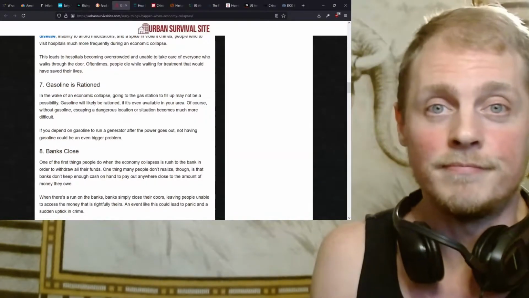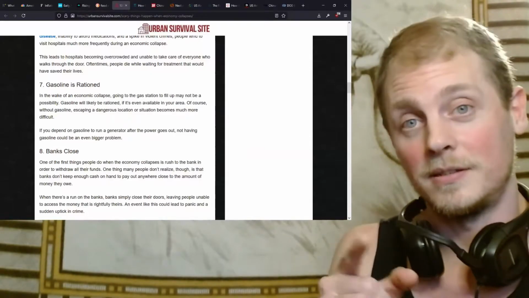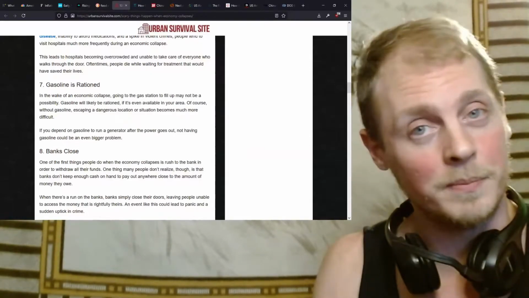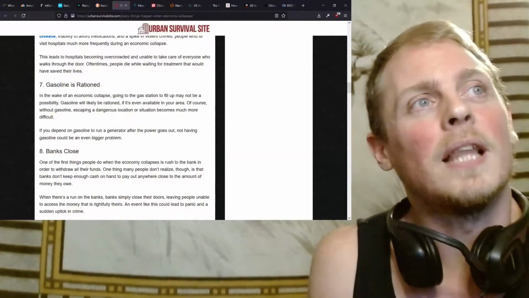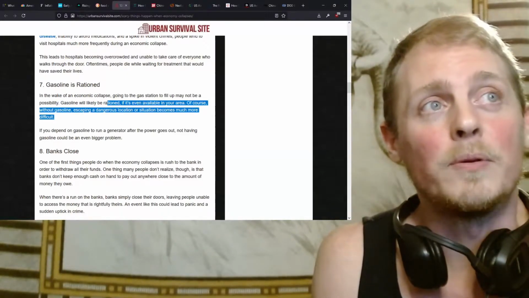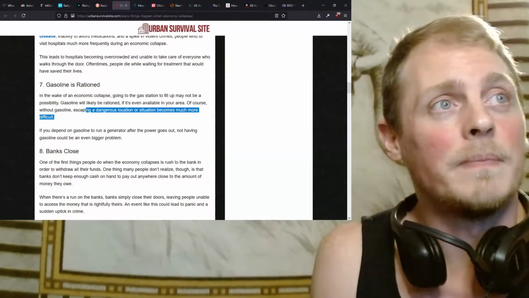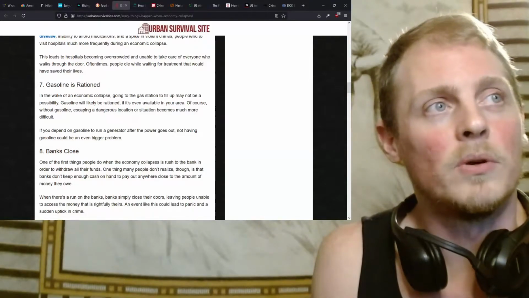Gasoline is rationed. It's like we're seeing all these things. Gasoline is rationed. Remember the cyber attacks? Oh, there's more to come, too. I'm going to cover that. In the wake of an economic collapse, going to the gas station to fill up may not be a possibility. Gasoline will likely be rationed, if it's even available in your area, of course. Without gasoline, escaping a dangerous location or situation becomes much more difficult.